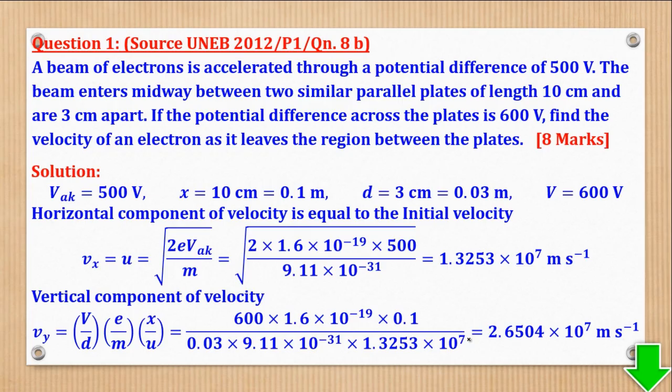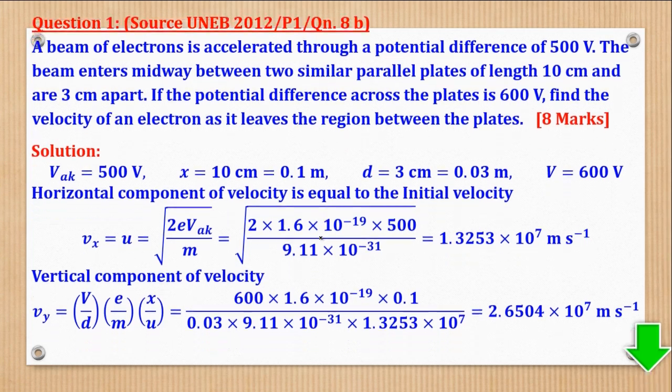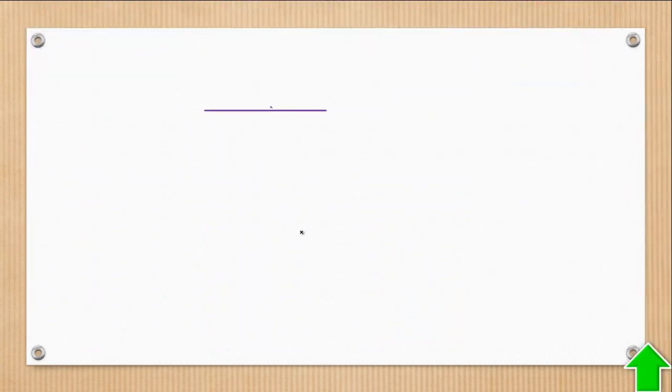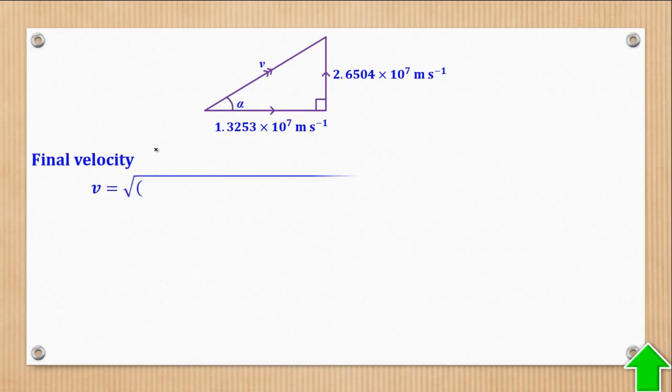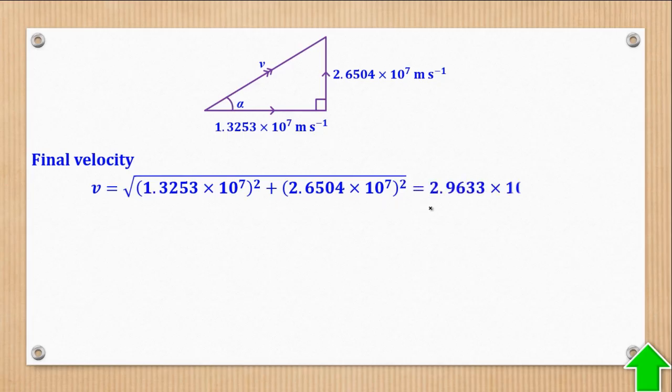So now that we have the vertical and the horizontal, we can be able to get the resultant. Remember the question wants velocity, meaning it wants magnitude and direction. So horizontal velocity component is that, and vertical component is that. Then the resultant will be this, and the direction will be that. So by Pythagoras, we can get the magnitude, which will be that. And then we use trigonometry.